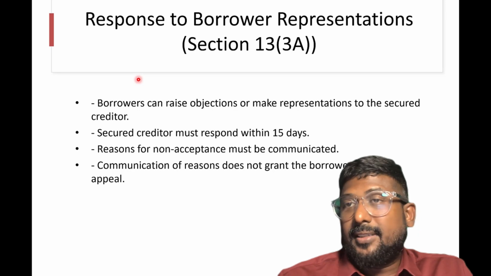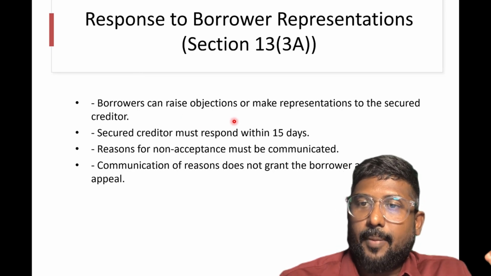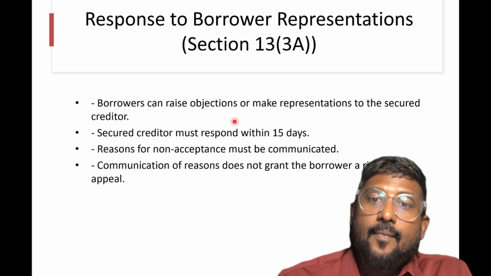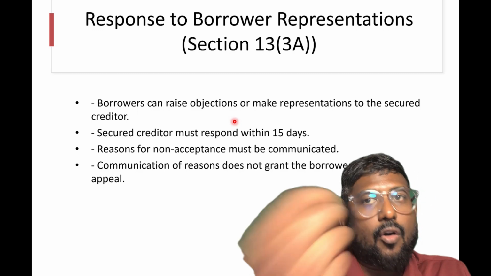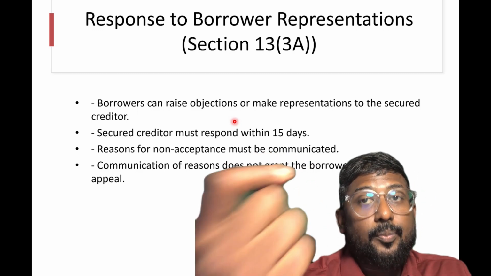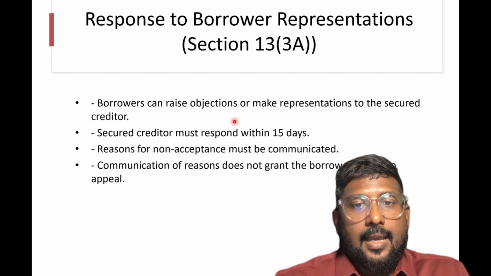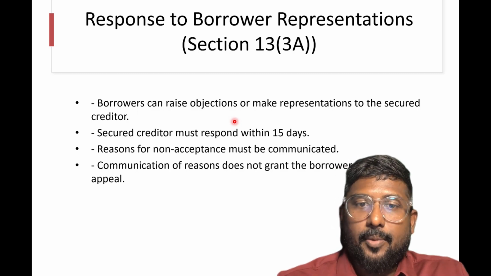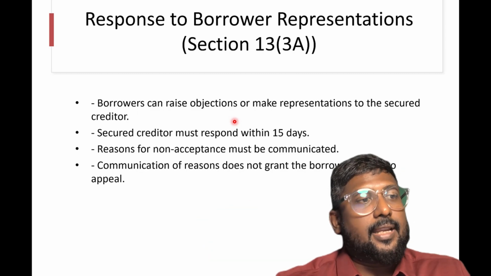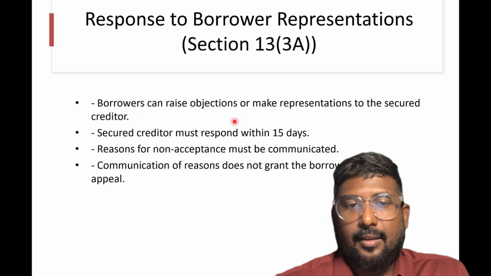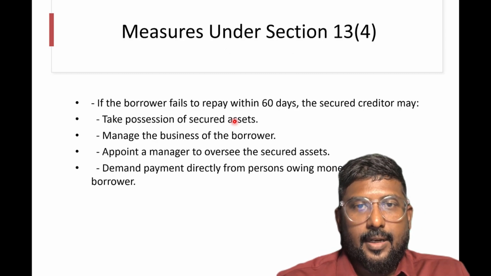Now, how should the response be? The borrower can raise objections or make a representation to the secured creditor. They must respond within 15 days. Remember, if the 15-day period has been crossed, then this would be a ground for the borrower to raise a defense in the DRT. And the reasons for non-acceptance must be communicated. Like I said, the borrower only has the right to make a representation. He cannot delay anything further. And the communication of reasons must be done.